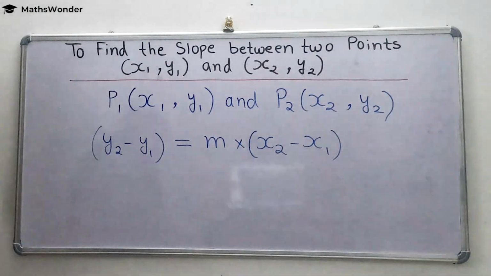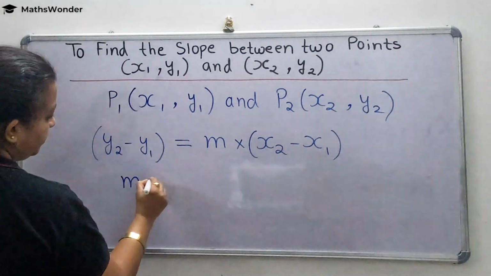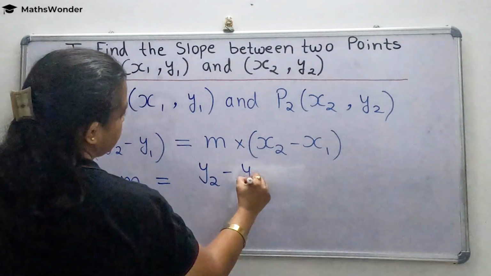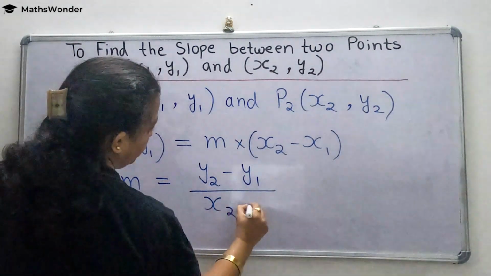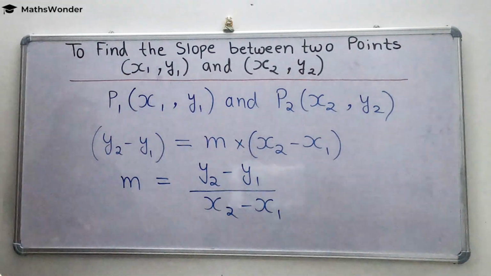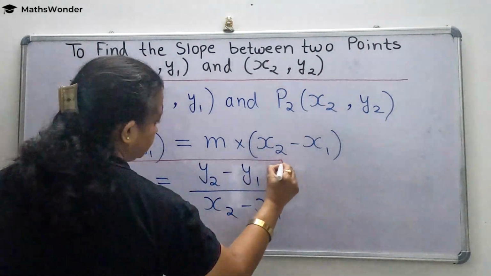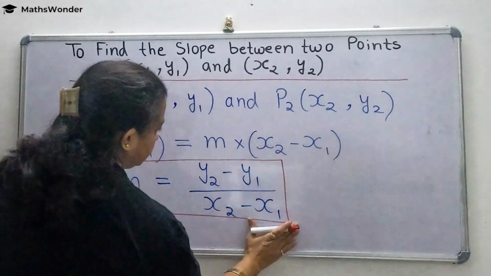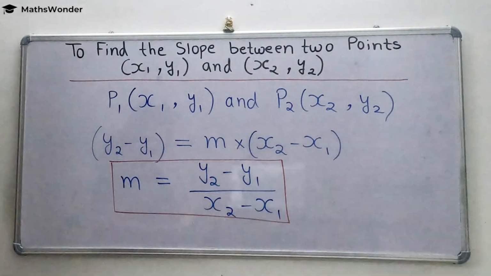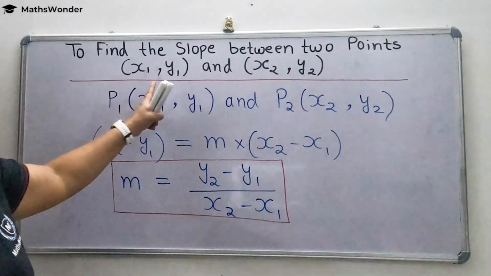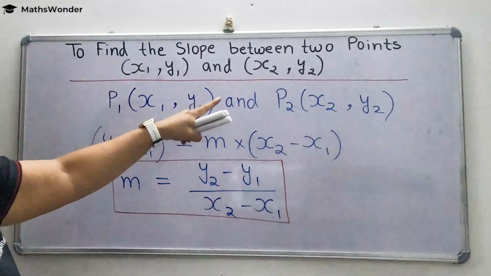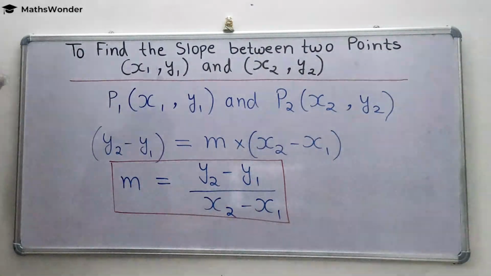So now we have the slope definition. How will you write it? You can write m is equal to y2 minus y1 over x2 minus x1. This is the slope formula. It will help in the questions, which require the equation of the line, and it will give you the slope between two points x1 y1 and x2 y2. Now come to the question.